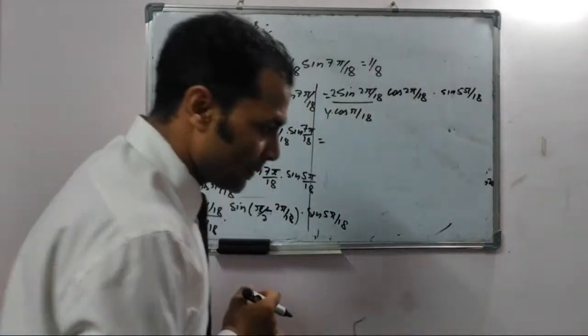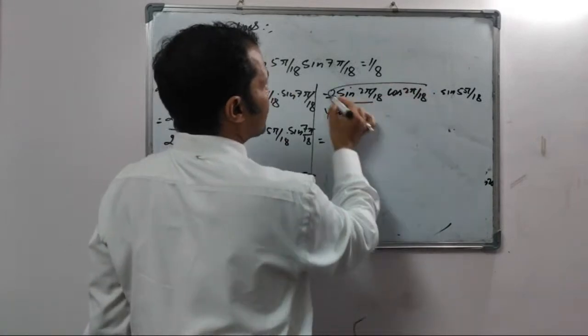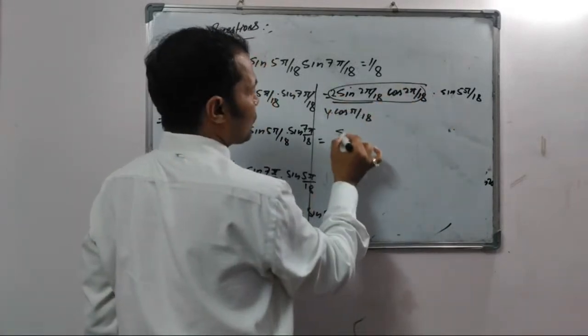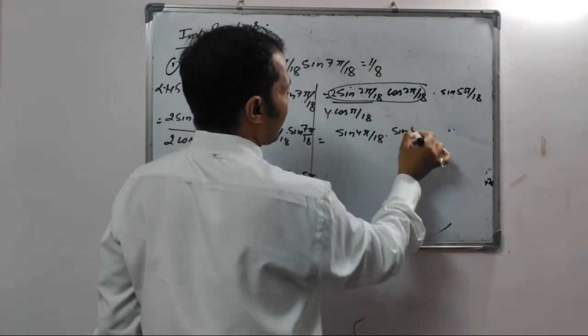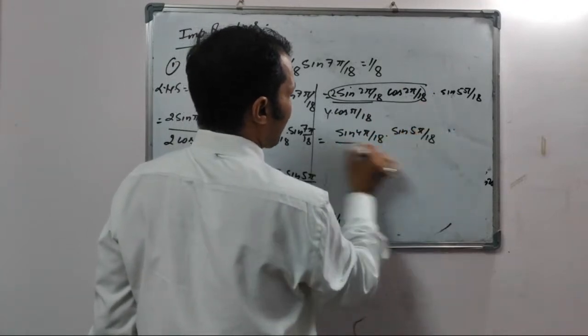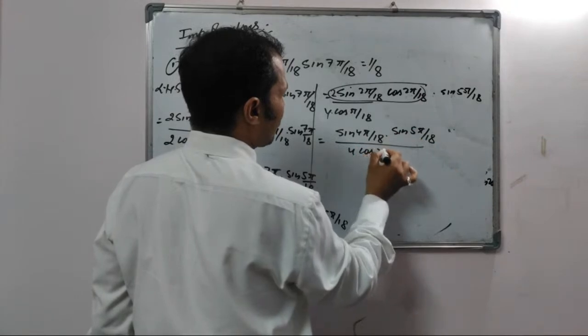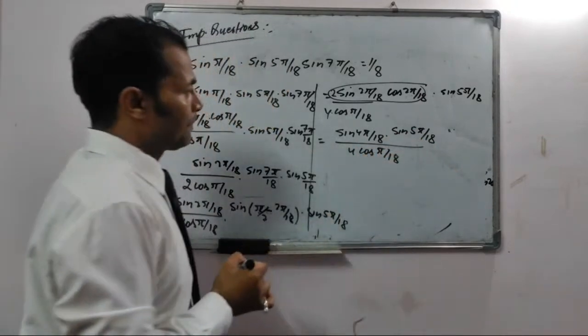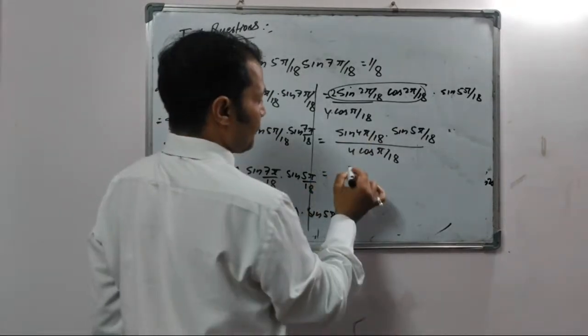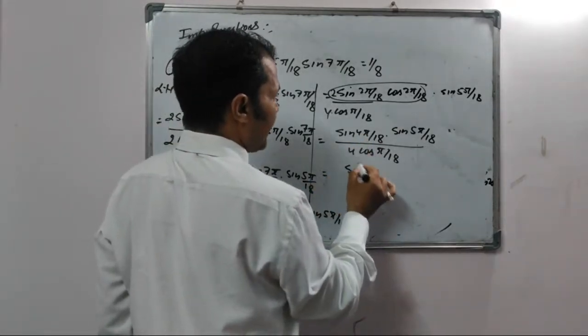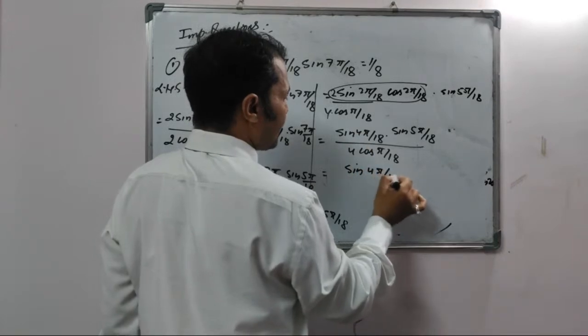Yes guys? Now 2 sin A cos A, that is the formula of sin 2A, so we get sin 4 pi by 18 into sin 5 pi by 18 upon 4 cos pi by 18. Now look here. What next? See, sin 4 pi by 18.